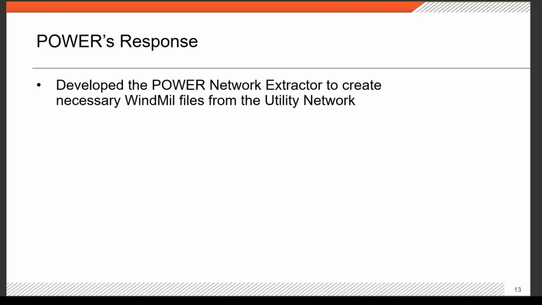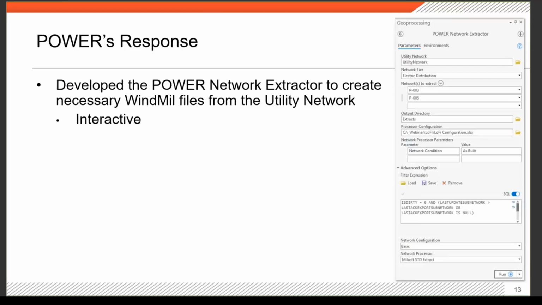In the future, we plan on adding additional processors to handle other extracts like Synergi and support for various ADMS systems. There are two modes for creating extracts. The first is an interactive geoprocessing tool as shown here. In this mode, the user first selects the utility network and tier, then the extent of the extract is chosen. Single circuits, substations, or the entire system can be selected for the extract.